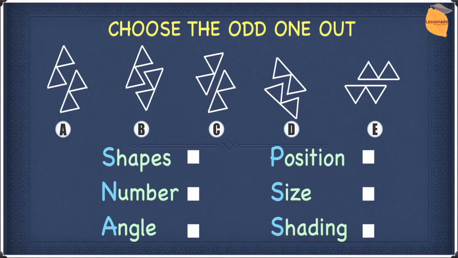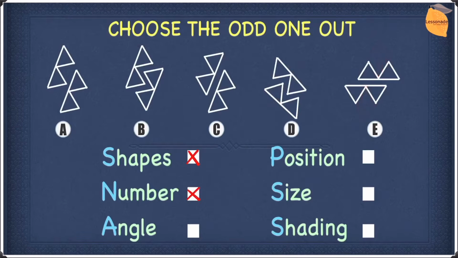Let's first use shapes. All of the options above have the same shape, so we cannot use shapes. Let's move on to number. All of the options above have 2 shapes. This means we cannot use number either. So let's go on to angle. In terms of angle, in option A, both of the shapes point in the same direction. In option B, they point in the opposite direction. In option C, they point in the opposite direction. And in option D, they once again point in the opposite direction. And finally, in option E, they point in the opposite direction.